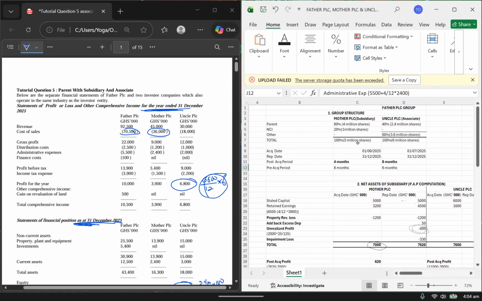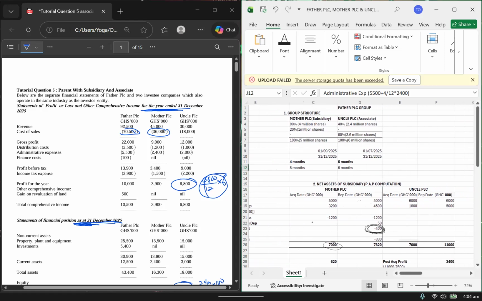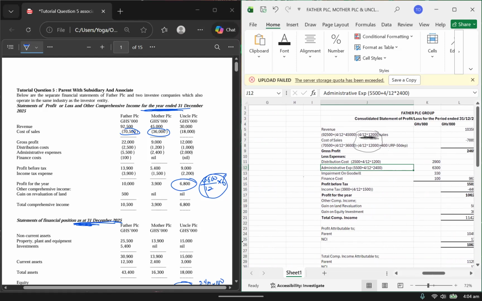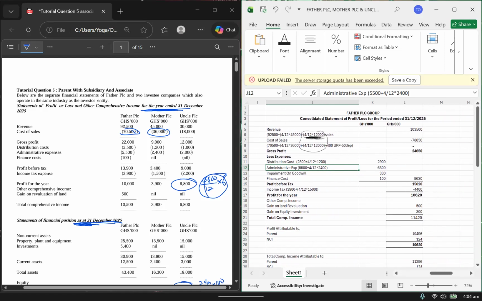Here, this unrealized profit on the intragroup sales, we calculated that as 2 million times 25 out of 125. It's in here. So to subtract the unrealized profit, indirectly, it's part of this revenue. Okay, so to subtract it, you have to bring it here so that this 400 would reduce this amount. So we subtract the intragroup sales and then we add the unrealized profits.